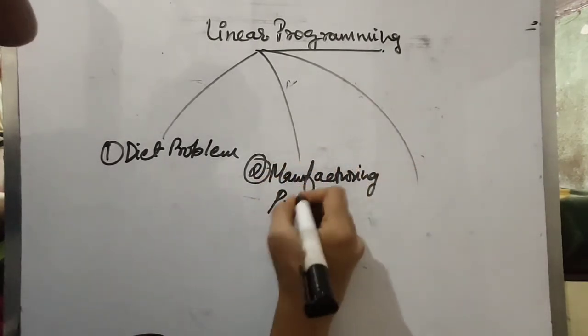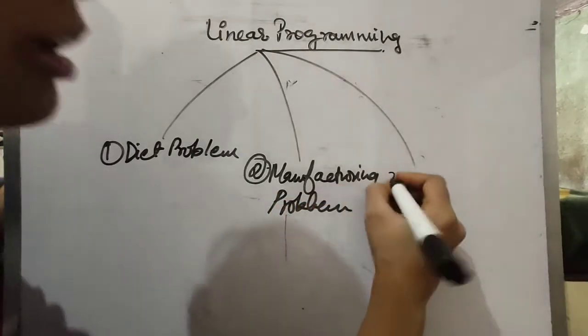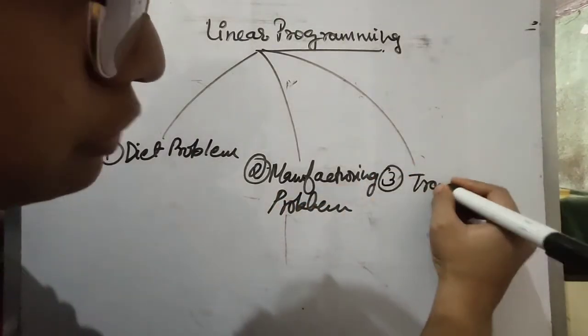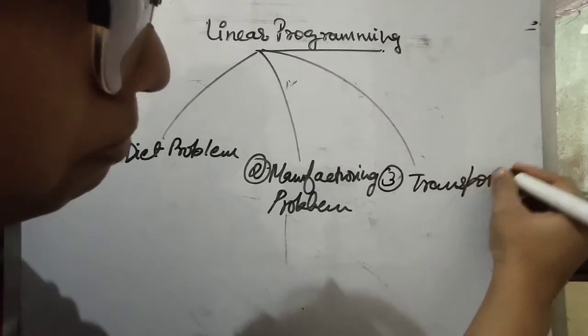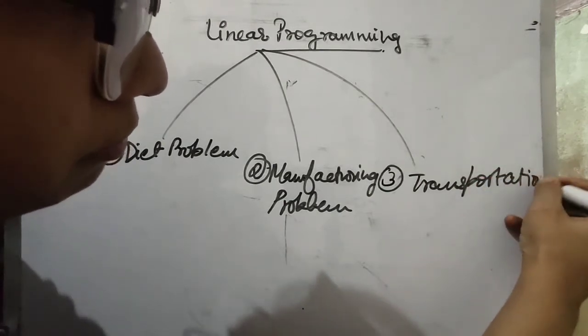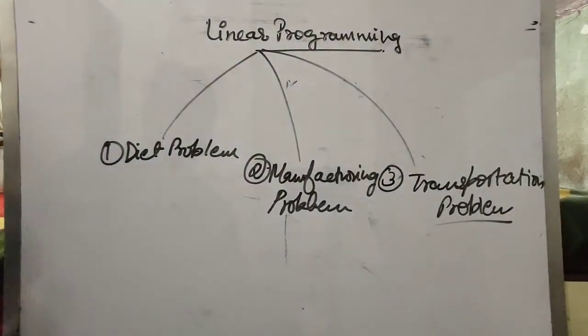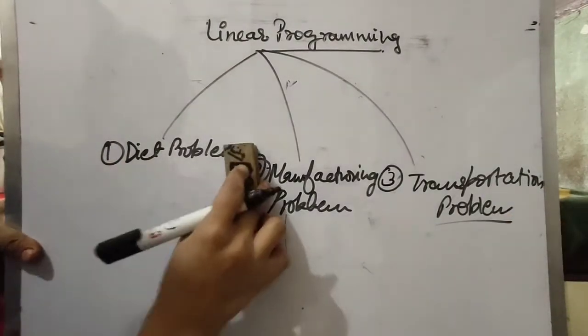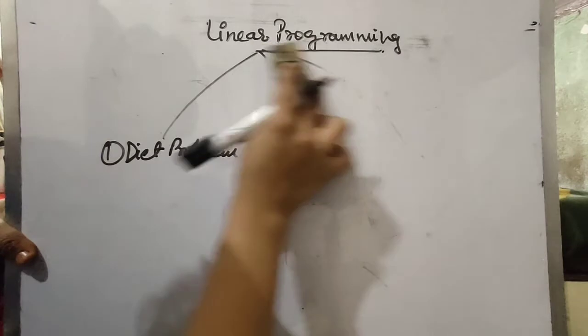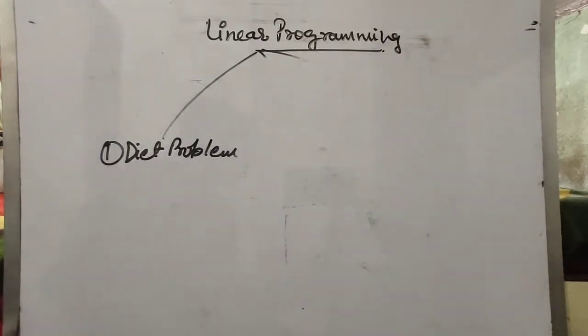And third problem is transportation problem. So starting up with the very first problem, that is the diet problem, and how to make up with the equations. So coming up with the question, and then I'll make you write how to solve with the question.